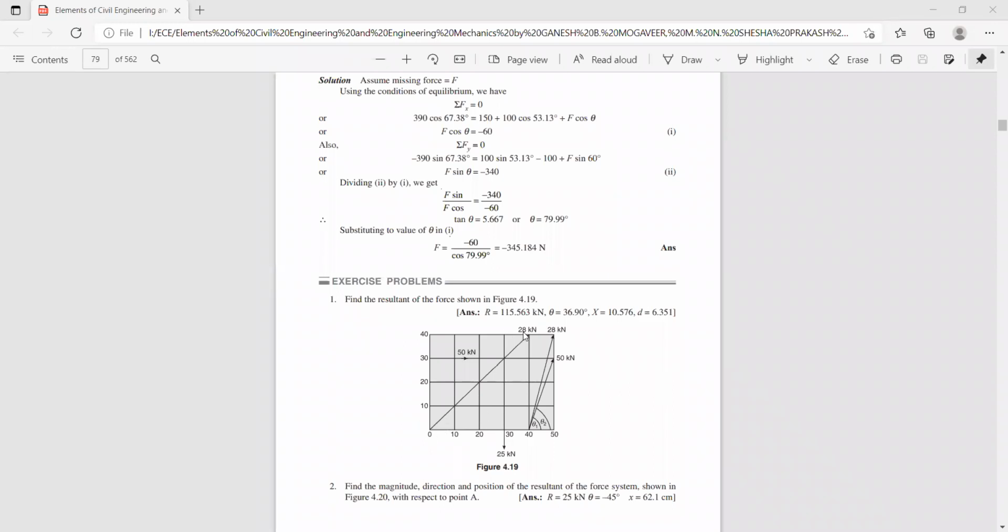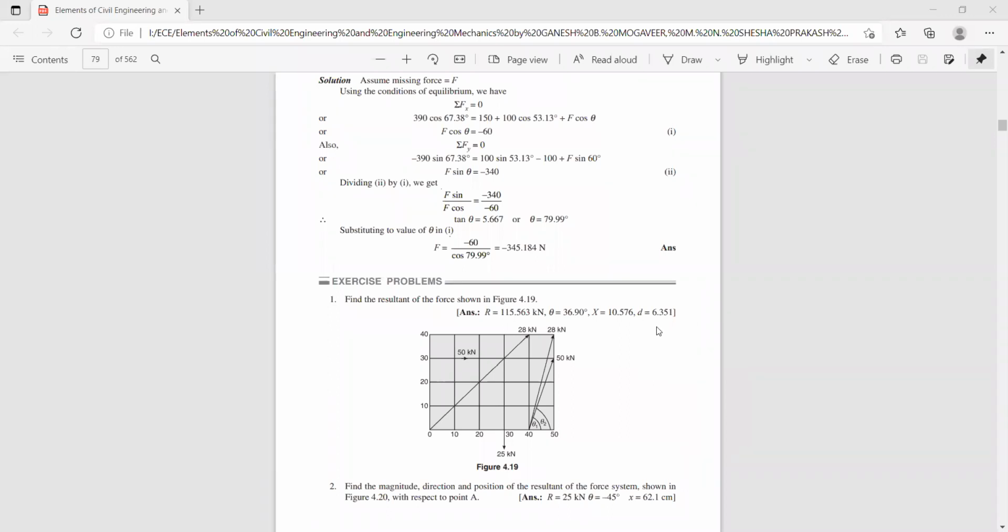Hence, the resultant lies in the first quadrant only. And the angle made by the resultant with respect to the horizontal axis is 36.90. So then you can find the value of D. D is nothing but sigma MA divided by the resultant value. Check the value of D, how much it is.